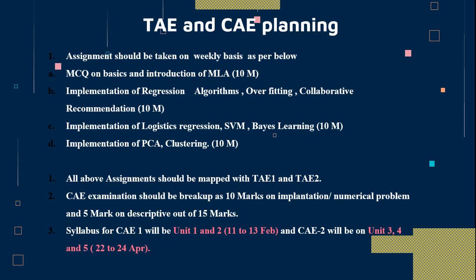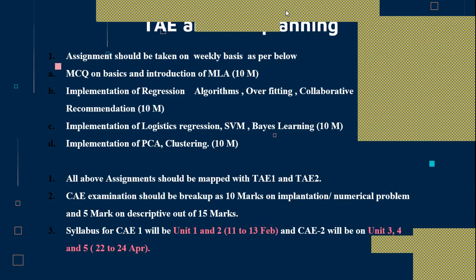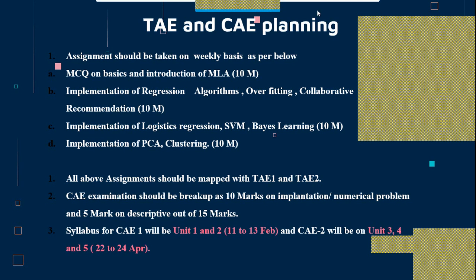For CA1, your syllabus will be unit number 1 and unit number 2, and it will be held on the 11th to 13th. In CA2, we will cover all the remaining units, that is unit number 3, 4, and 5, and that will be held on the 22nd to 24th April. This is all about your TA and CA exam. I hope all of you are clear. If anybody has any questions, they can type or raise your hand.